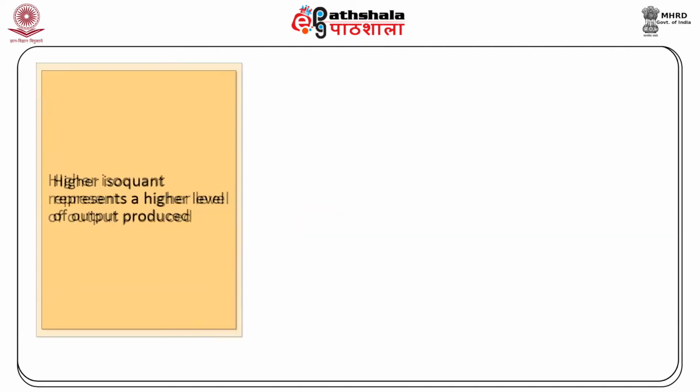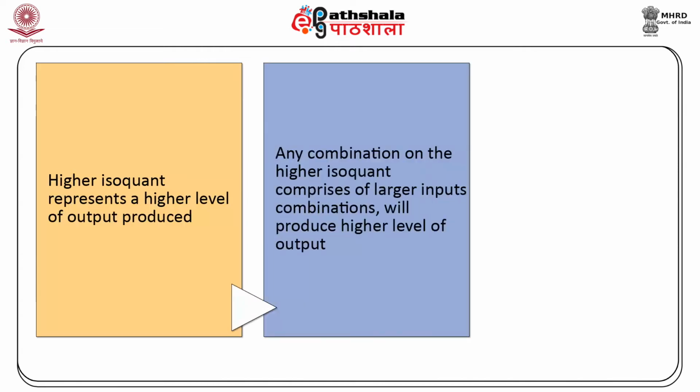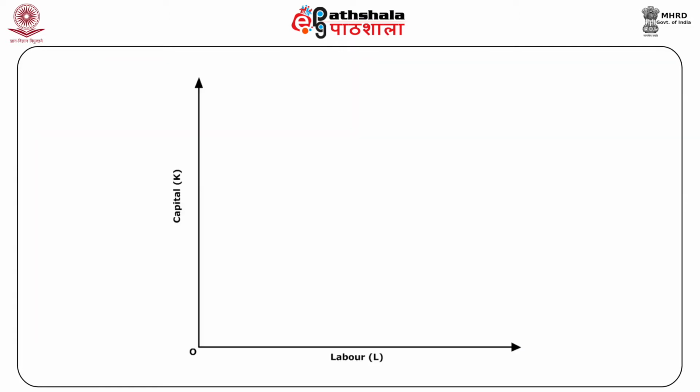Additionally, a higher isoquant represents a higher level of output produced. This is because any combination on the higher isoquant comprises larger input combinations, which will in turn produce a higher level of output. We shall now discuss the isoquant map and economic region of production.